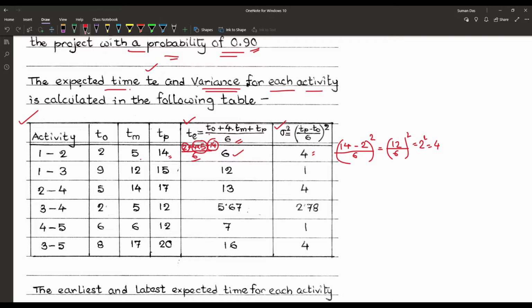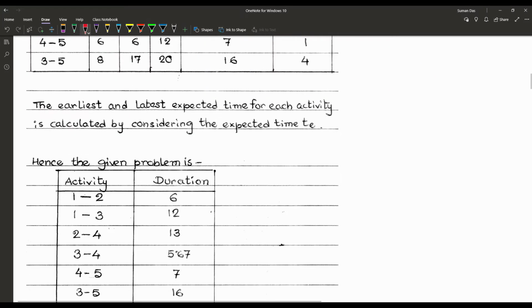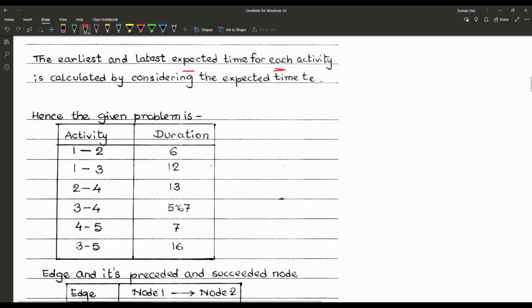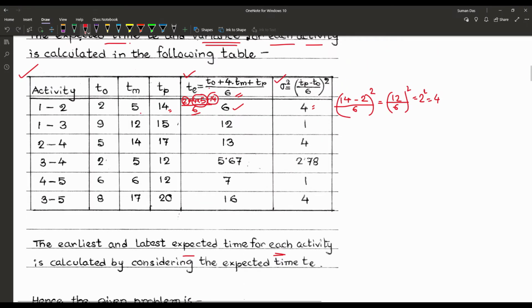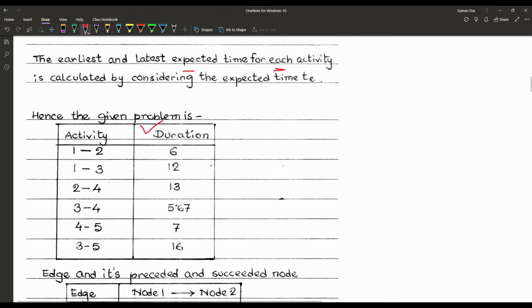Now we will calculate the earliest and the latest expected time for each and every activity, and here the table has been given. That means here the duration is based on the calculation found from the expected time, that is 6, 12, 13, 5.67, 7 and 16. The table is here: 6, 12, 13, 5.67, 7 and 16.